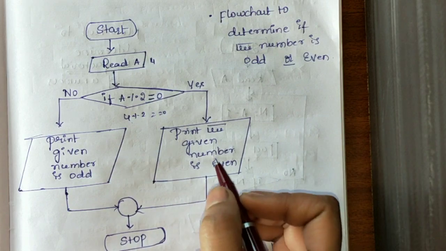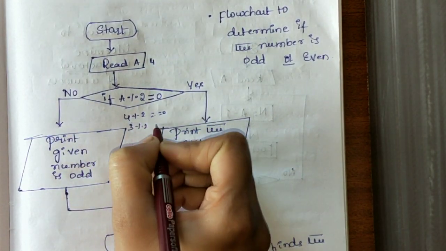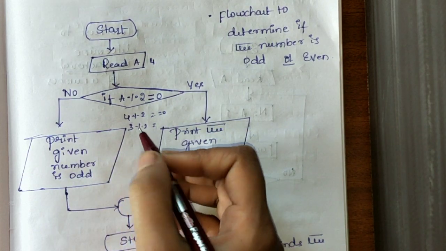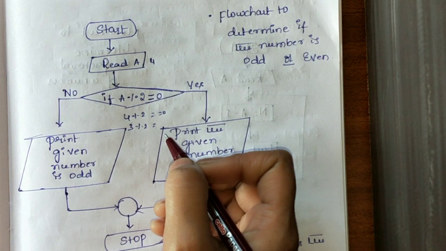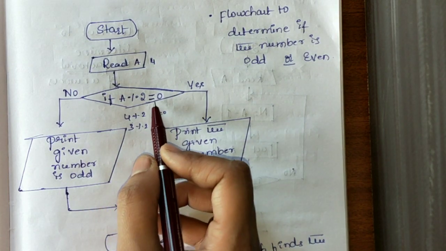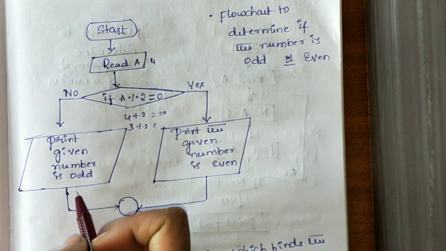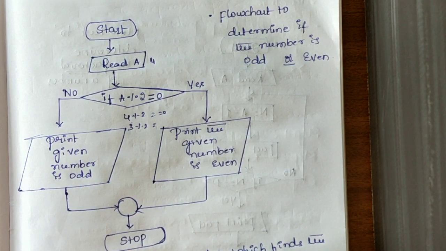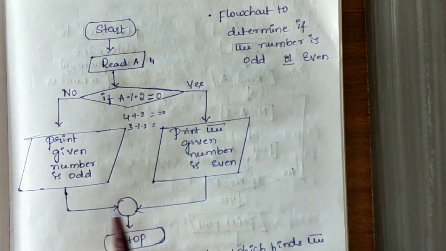Likewise, we check for the value 3. 3 modulo 2. What is the remainder? 1 is the remainder, so it is not equal to 0. That's why it will go to No, and we print "the given number is odd", and we are going to stop. So this is how this flowchart for determining whether the number is even or odd works.